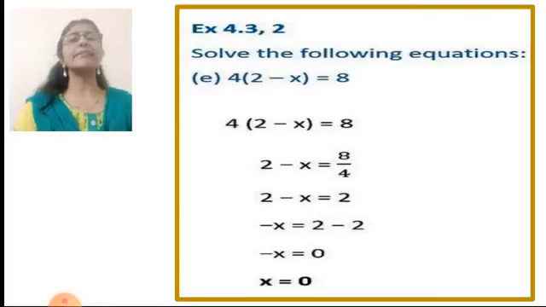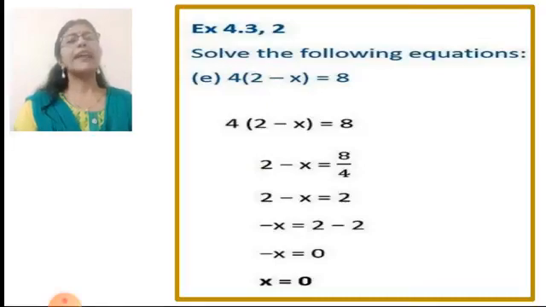So 8 will be again divided by 4. As we have divided LHS by 4, RHS also will have to be divided by 4. So 8 divided by 4 is 2. So you will get the next step as 2 minus x, which doesn't have the bracket, 2 minus x is equal to 2.